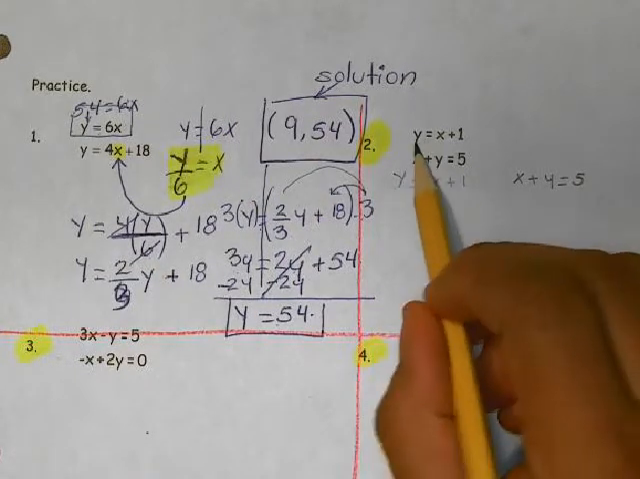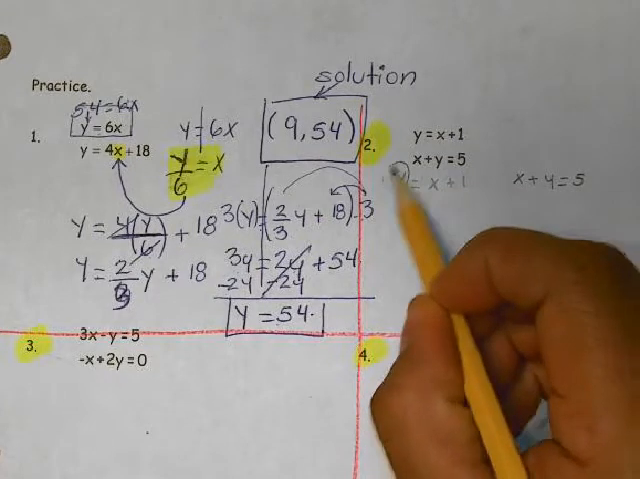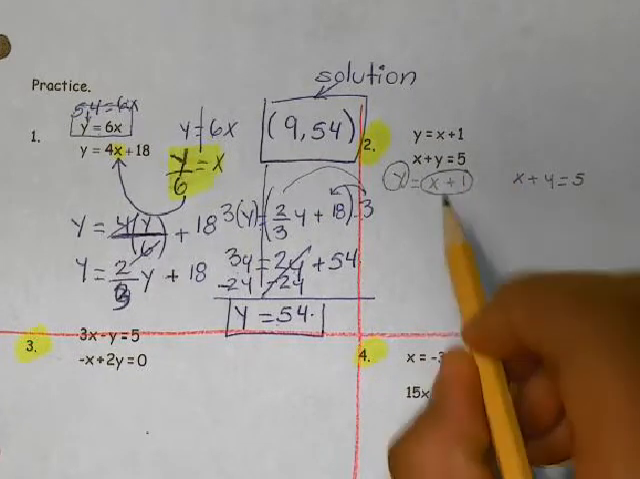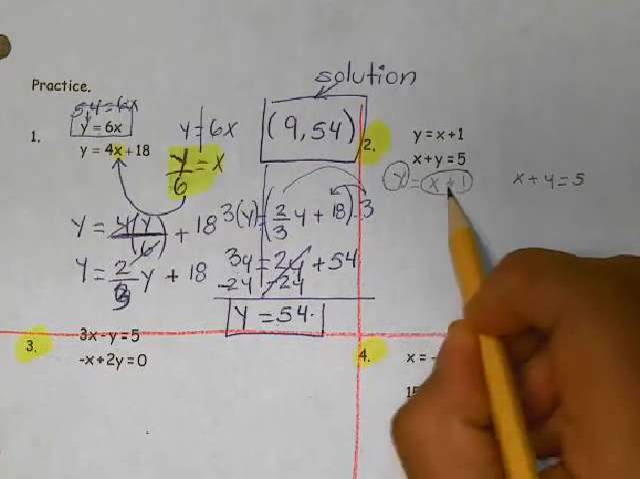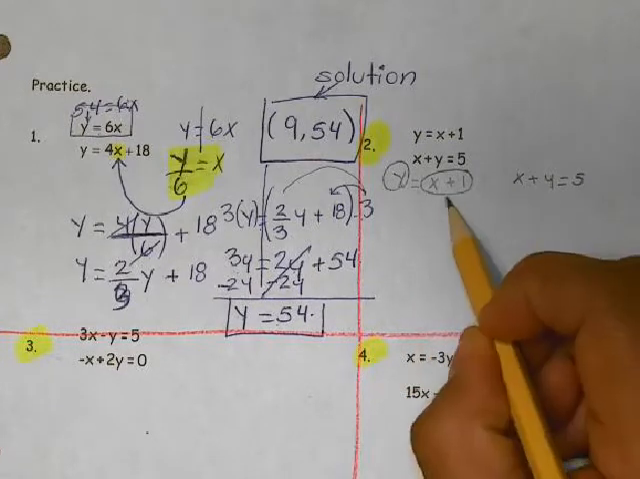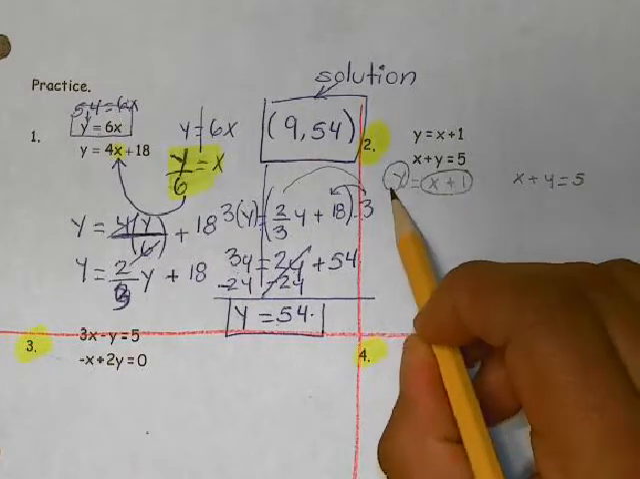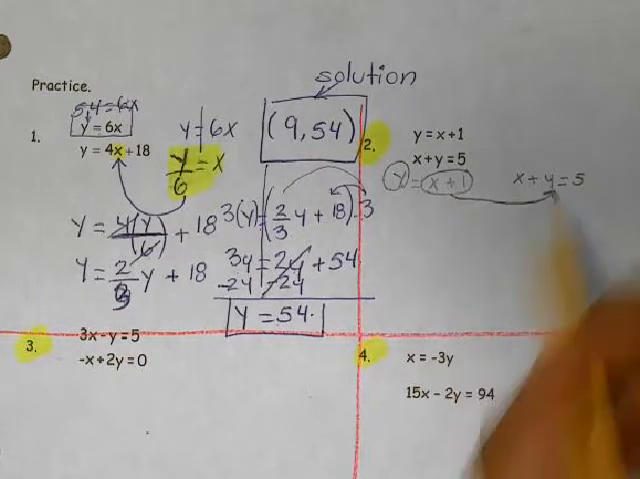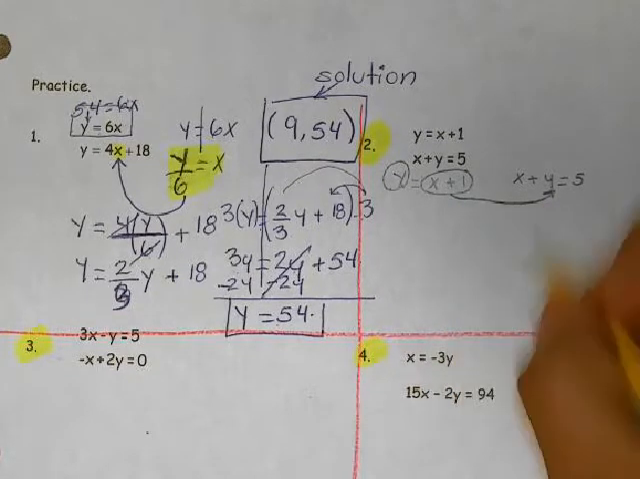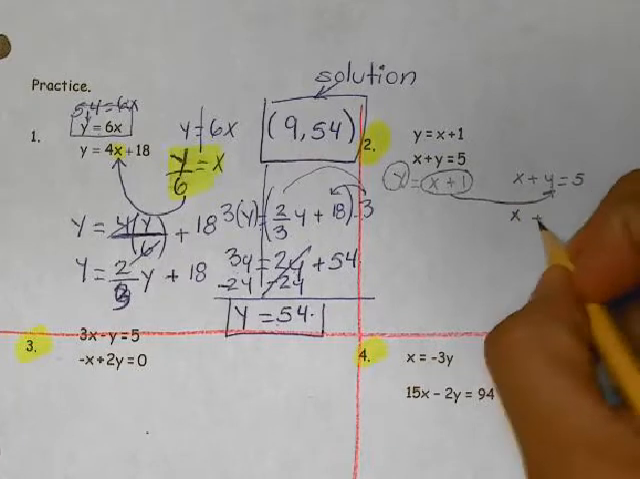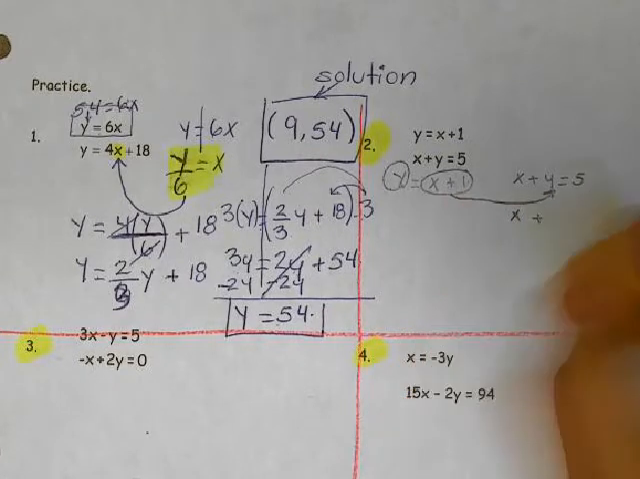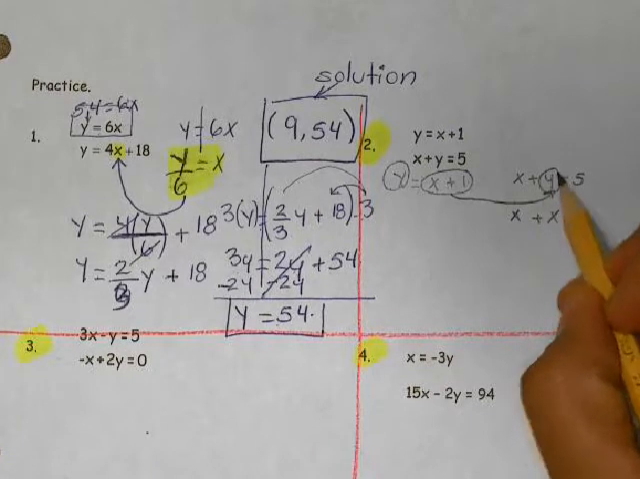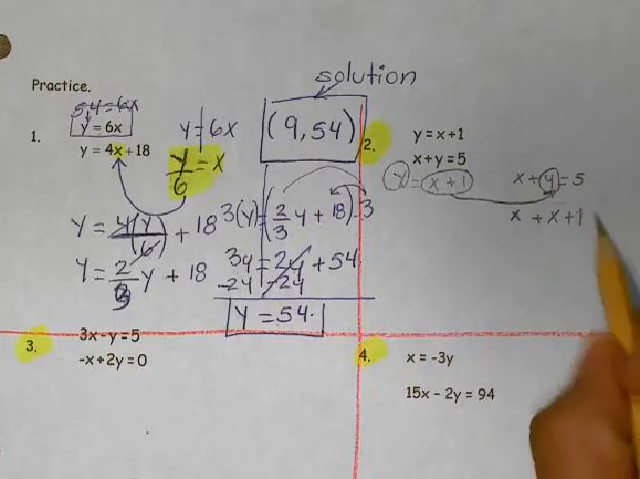Notice how step number 1 up here on the instructions tells us to solve for x or y, but the y is already done. Y is equal to x plus 1. So I'm going to substitute x plus 1 instead of the y. Because it's equal to y, I can substitute it into my second equation. So the second equation becomes x plus 1, because this is equal to this right here.